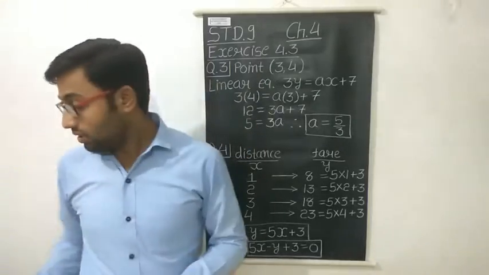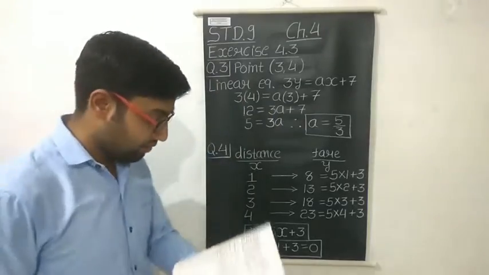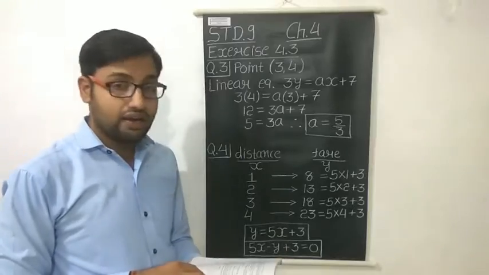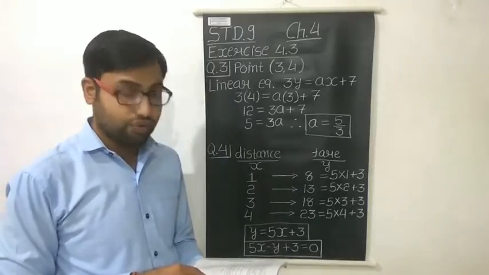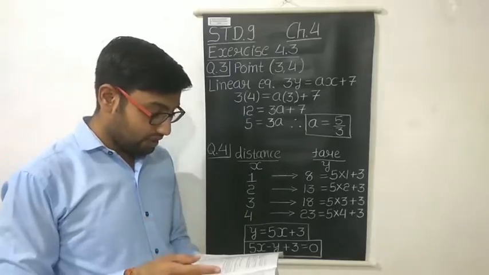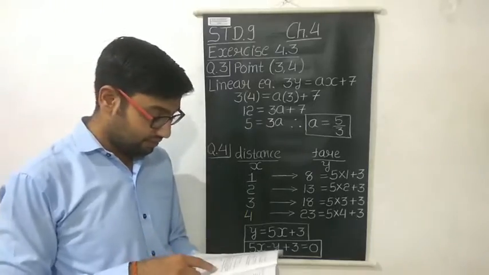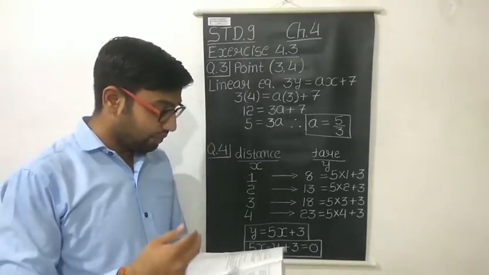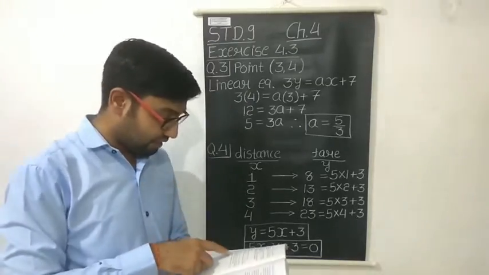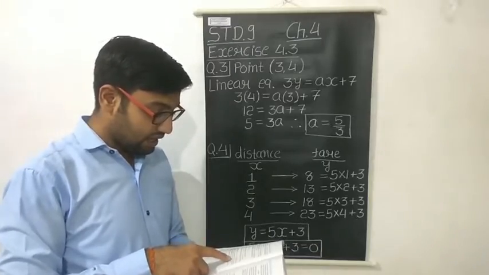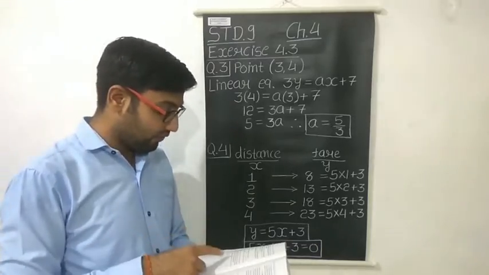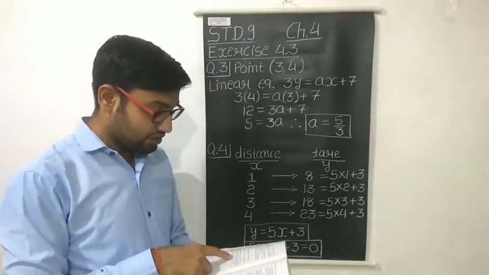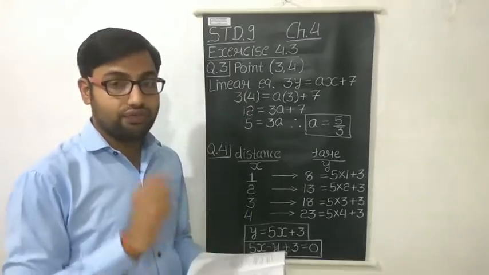Let us understand question number 4. What is question number 4? Here one word problem is given. The taxi fare in a city is as follows. For the first kilometer, the fare is rupees 8, and for the subsequent distance, it is rupees 5 per kilometer. Taking the distance covered as x kilometers and the total fare as rupees y, write a linear equation for this information and draw its graph.